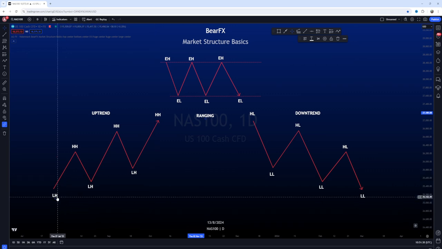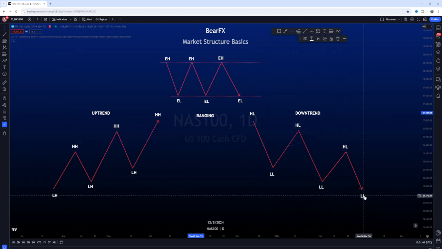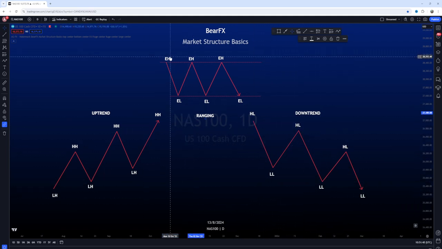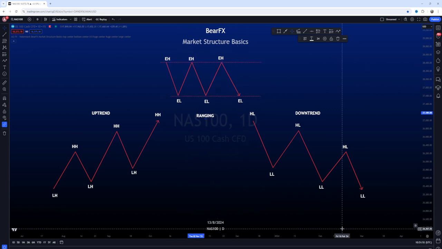Okay, on the uptrend: lower highs, higher highs, lower highs, higher highs. Downtrend: higher lows, lower lows, higher lows, lower lows. Okay, ranging: equal highs, equal lows, equal highs, equal lows.